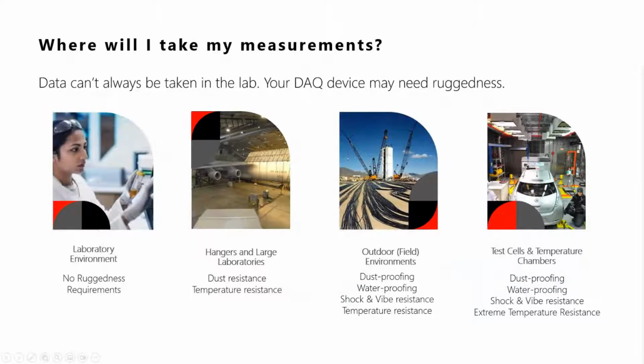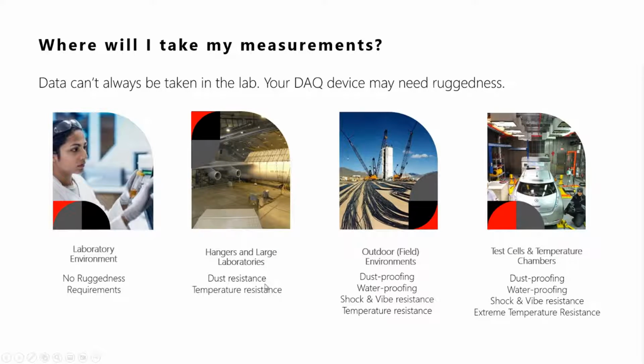Okay. The third question is, where will you take your measurements? So measurements may not be always in the laboratory, right? So some data acquisition devices may need ruggedness. Ruggedness could be in field environments. Okay. So first is the laboratory environment. You don't need any ruggedness.